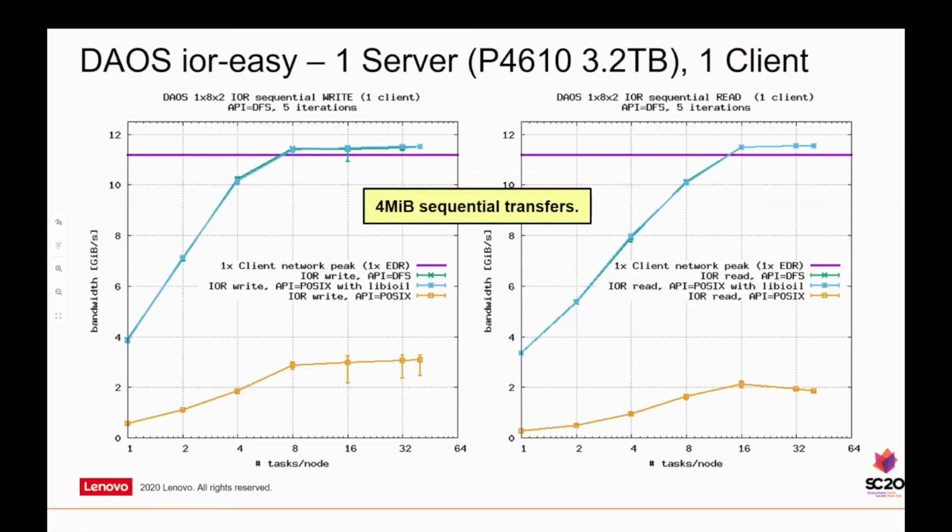This is a single EDR client node, right? The purple horizontal line on the top is the wire speed, and for whatever reason, I reach more than wire speed, so there's probably a base 2, base 10 mismatch here in the graph. If I use the overload, like the libioil overload with LD_PRELOAD, this is the blue curve, and this is sitting exactly on top of the green curve here, because this is sequential I/O. There is not a lot of metadata traffic, and you're actually getting the exact same sequential performance out of DFS natively and the POSIX API, including the overload.